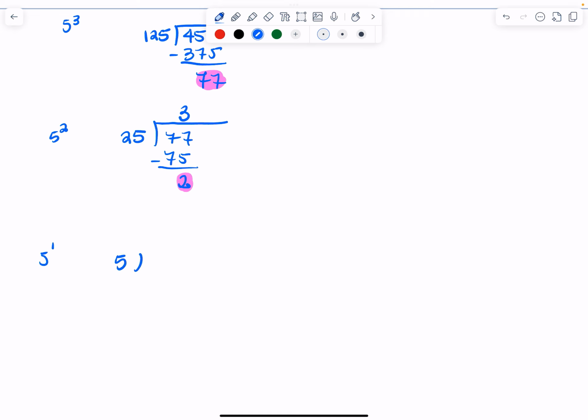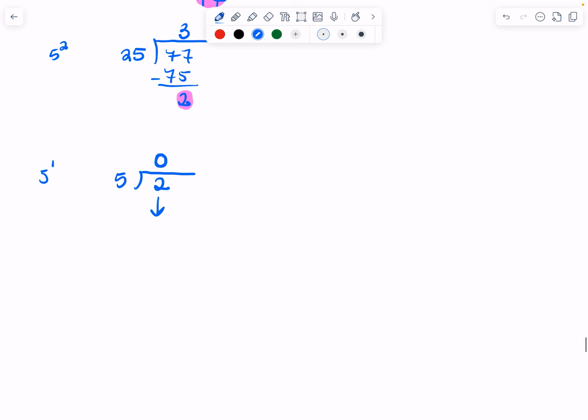So 5 divided by the remainder I just got, which is 2. That doesn't work. 2 is too small. So I'm going to put a 0 placeholder in here, and I'm going to take my remainder and drop it down again. So 5 to the 0 equals 1.